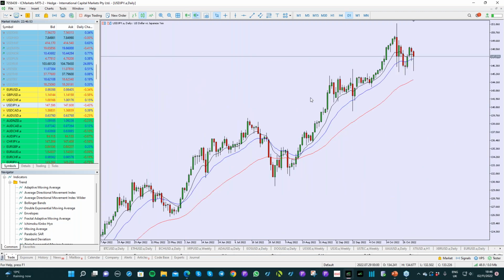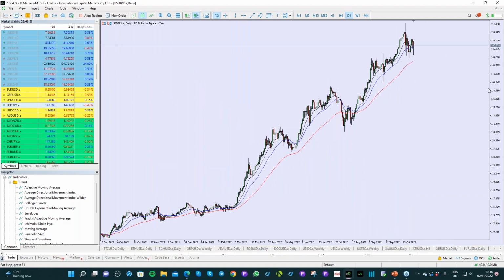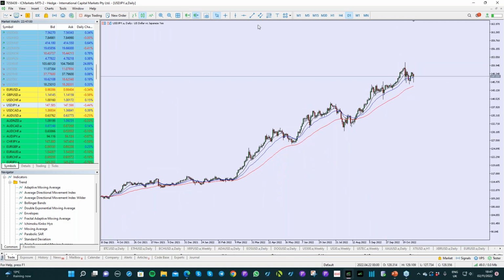So it's very important to first of all identify a trending market and then decide to use your Fibonacci tool. Let's look at dollar yen and just see how it could work on here.